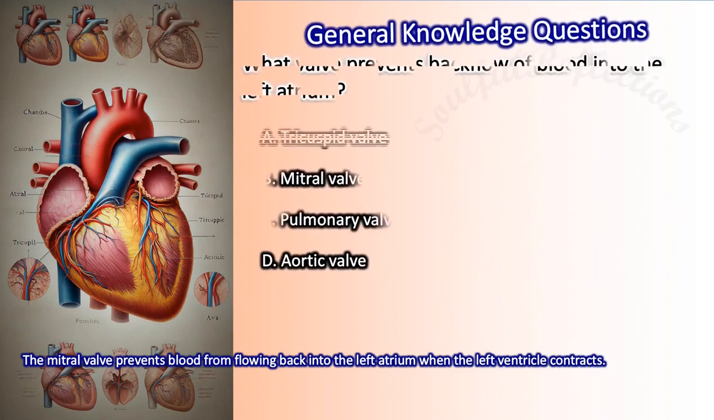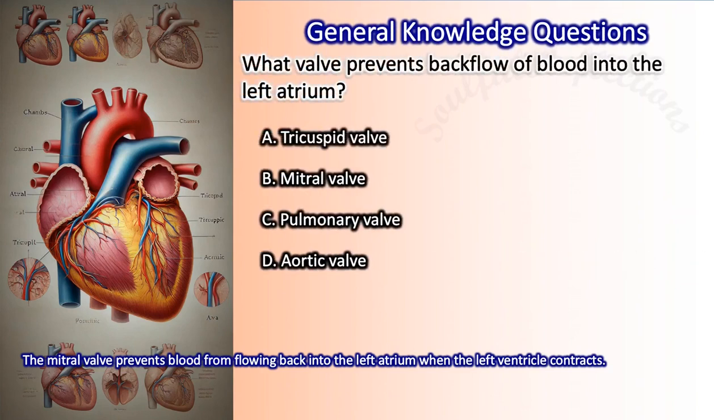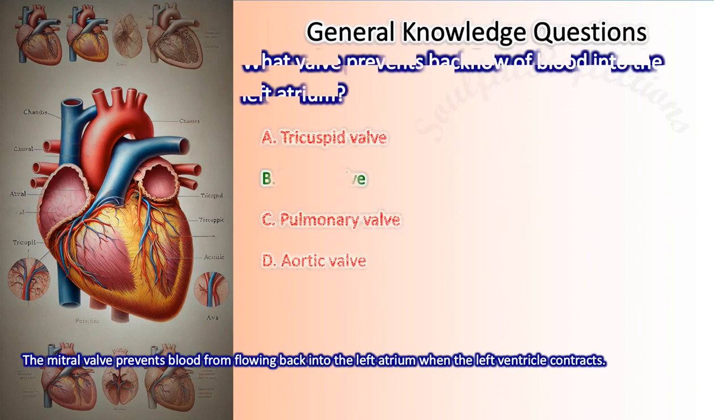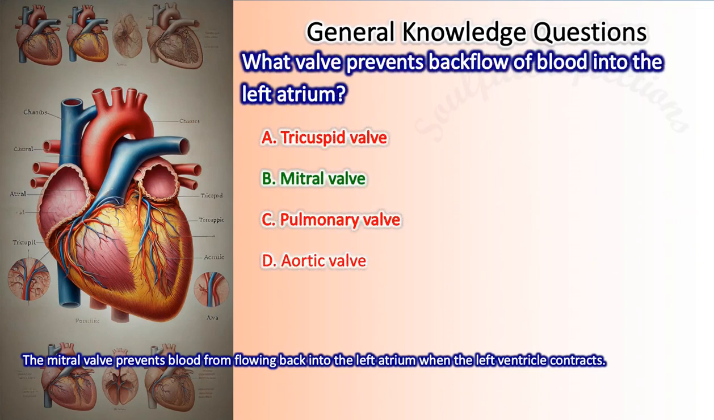What valve prevents backflow of blood into the left atrium? Option 1, tricuspid valve. Option 2, mitral valve. Option 3, pulmonary valve. Option 4, aortic valve. The answer is Option 2, mitral valve.